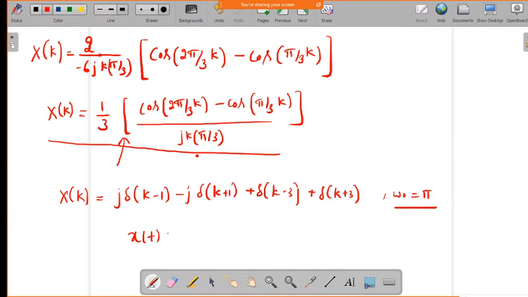So we know the x of t expression, which is given by summation k equal to minus infinity to plus infinity x of k into e power j k omega naught t.